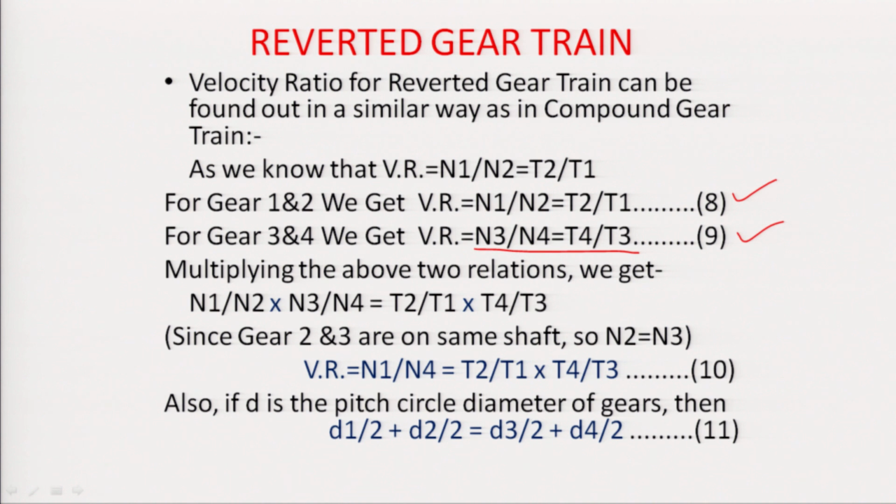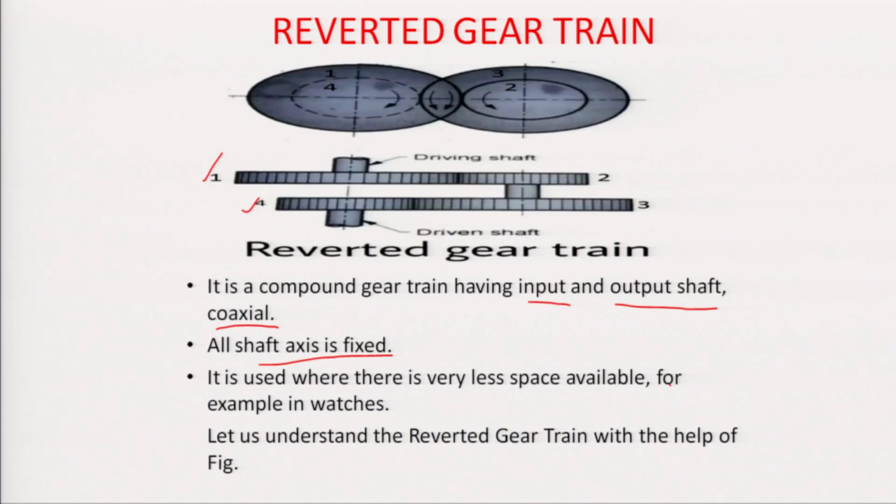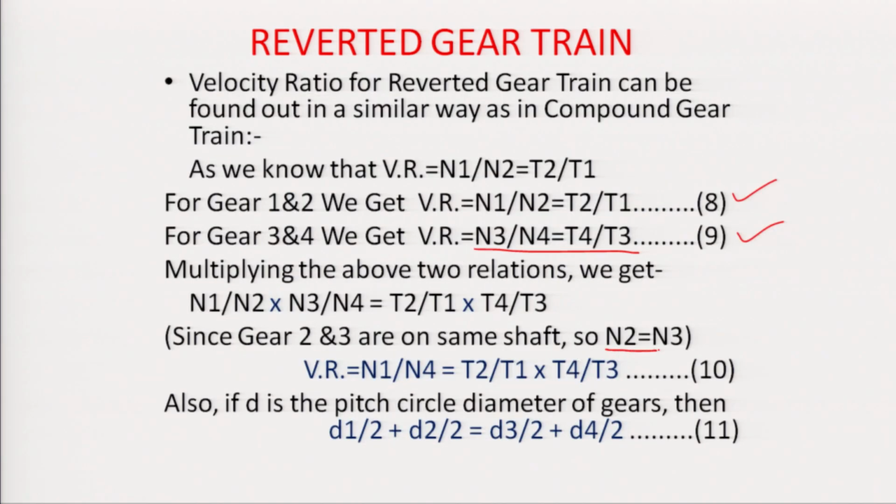Since gears 2 and 3 are on the same shaft, as we can see in the figure, they will have the same speed, that is N 2 equals N 3. This will be cancelled out. So, finally, we get velocity ratio N 1 by N 4 equals T 2 by T 1 multiplied by T 4 by T 3. This is the final velocity ratio of the reverted gear train, represented by expression 10.